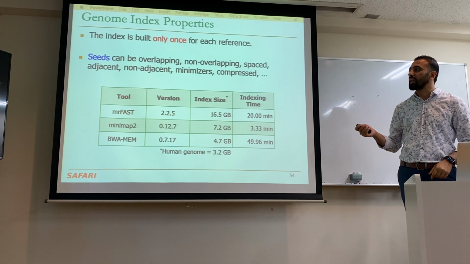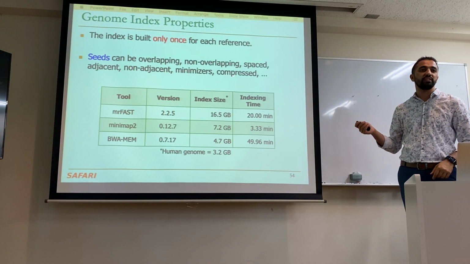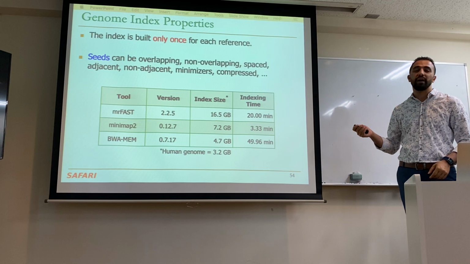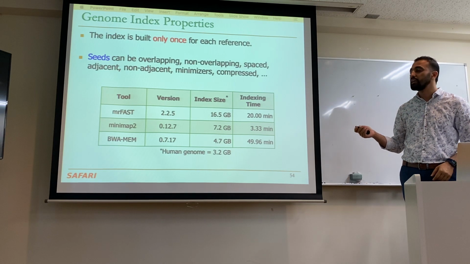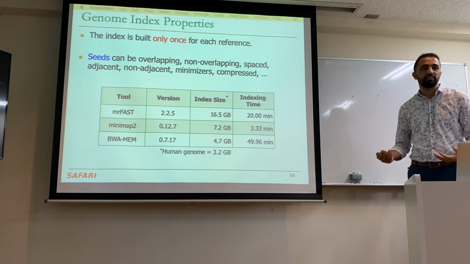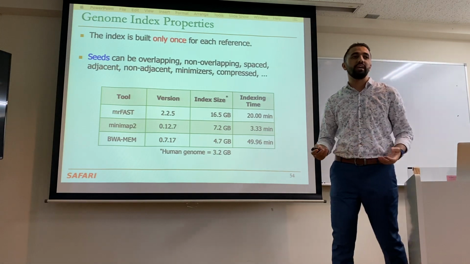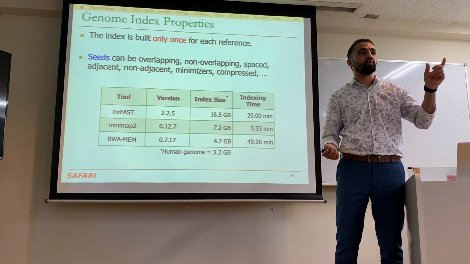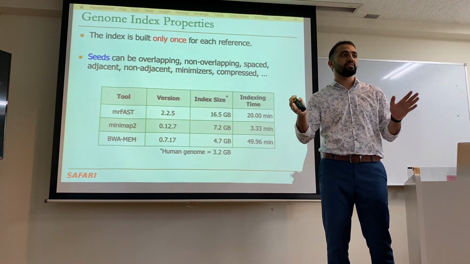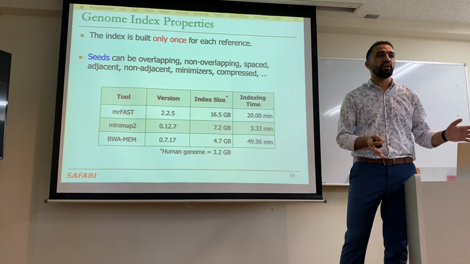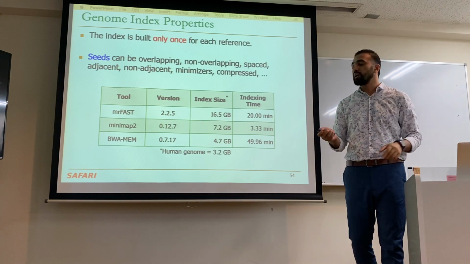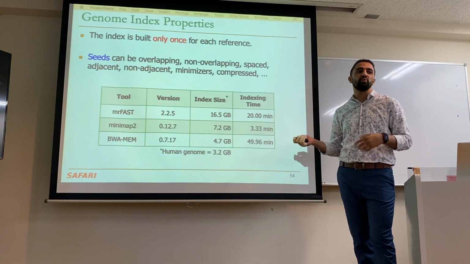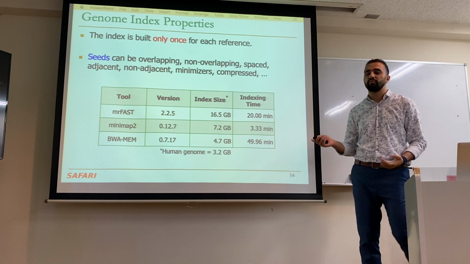It can be overlapping, non-overlapping, spaced, adjacent, non-adjacent, minimizers, or even compressed. So it depends on the way you pick these seeds, but at the end you need to maintain high sensitivity, meaning that whenever I give you a read, you need to report all the locations where that seed really exists in your reference. If you compromise the sensitivity to save some size here, then your read aligner is not really good.